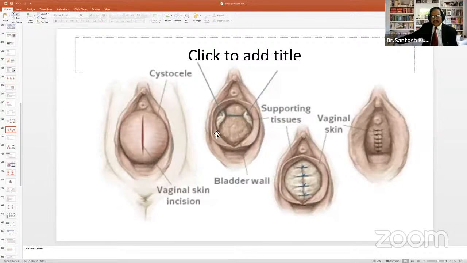This is another picture showing cystocele repair. Give the incision, plicate the supporting tissue, then close the vaginal tissue. After trimming, close it above that.